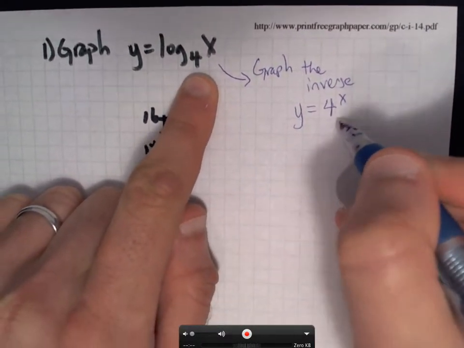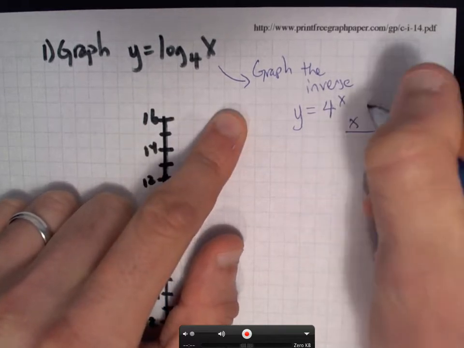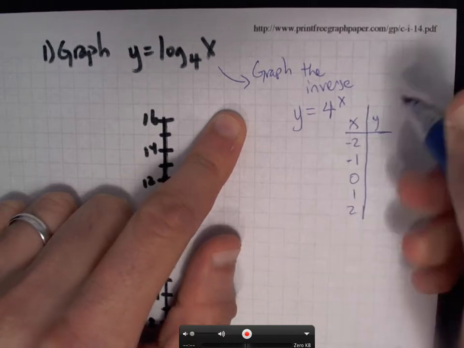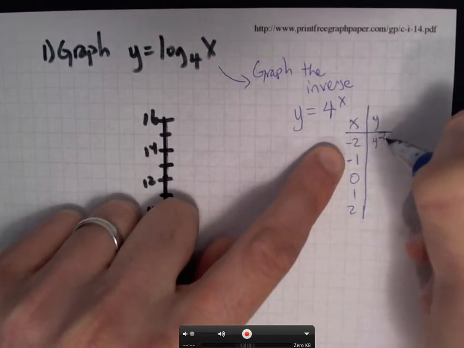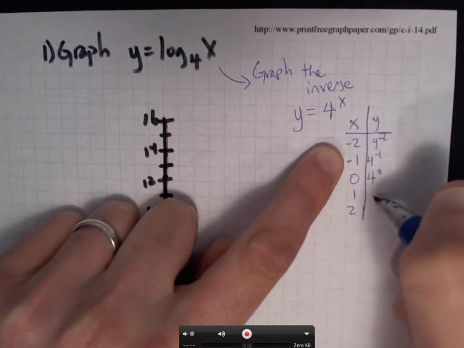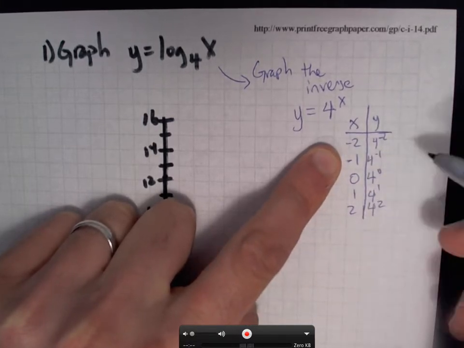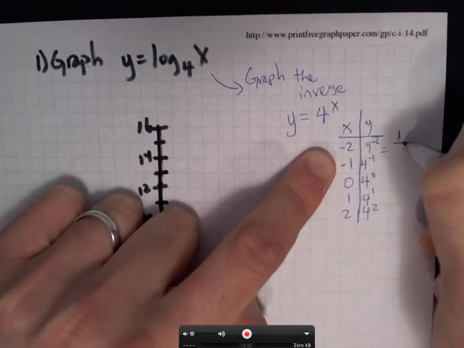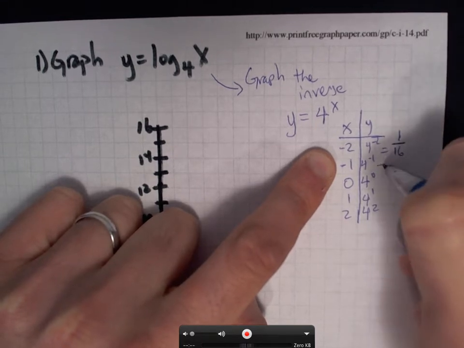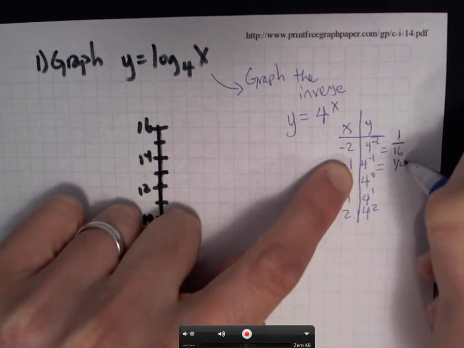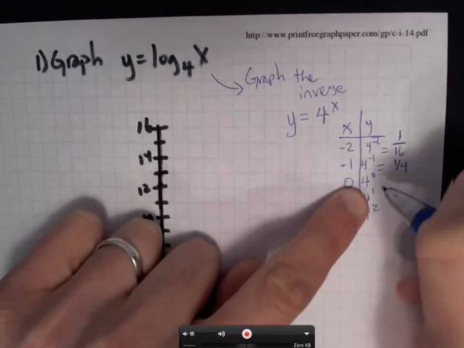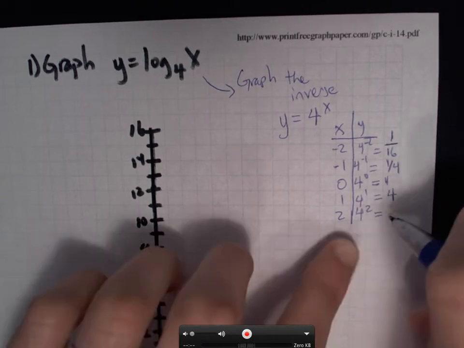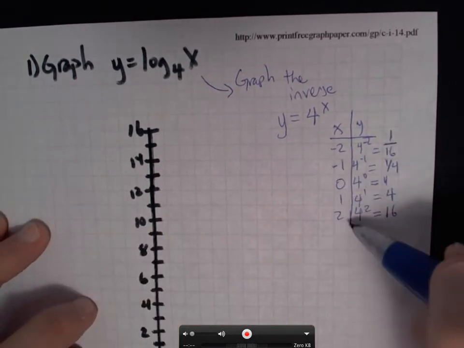So we'll plot the points just like normal. Let's make a little t-chart here. So -2, -1, 0, 1, and 2. So 4 to the -2, 4 to the -1, 4 to the 0, 4 to the 1, 4 squared. So 4 to the -2, remember a negative exponent puts it underneath in the denominator, 1 over 4 squared is 1 over 16. 4 to the -1 is 1 over 4. 4 to the 0, anything to the 0th power is just 1. 4 to the first is 4. 4 squared is 16.